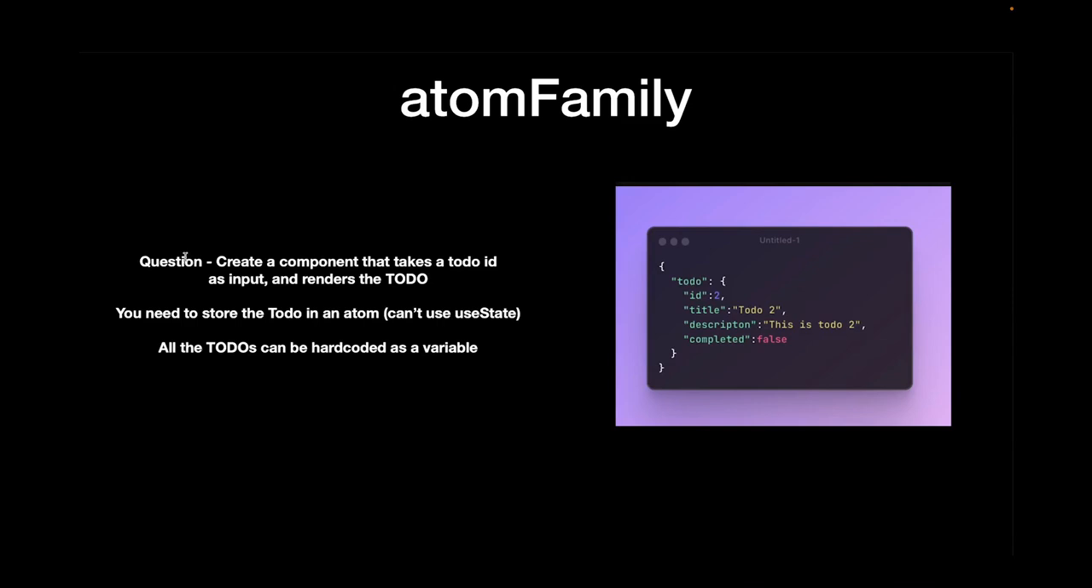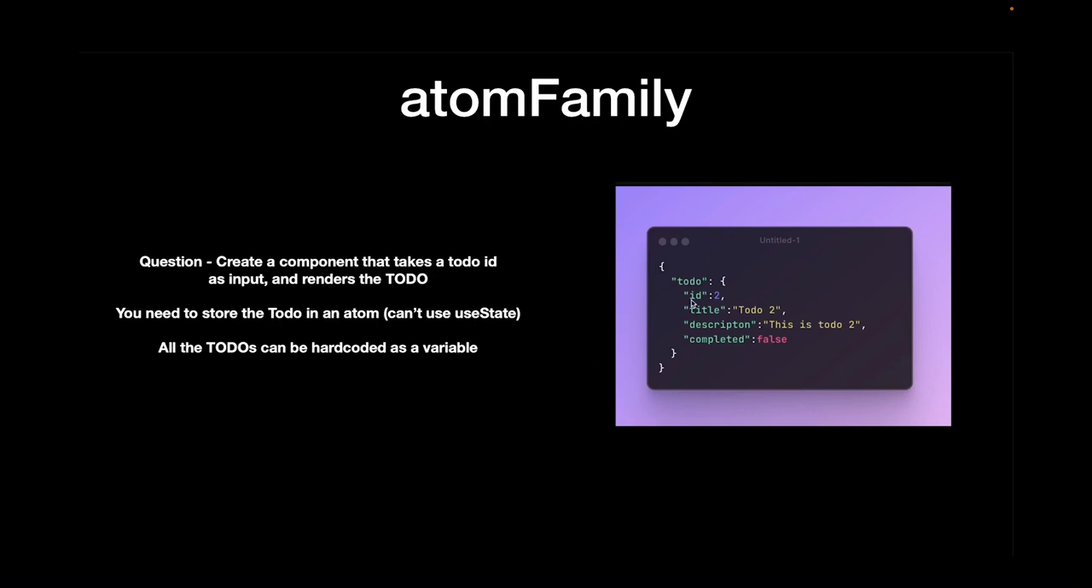Question. Let's say I ask you to create a component that takes a to-do ID as an input and renders that to-do on screen. This is what a to-do looks like. It has an ID, title, description, and completed. Completed basically means that you're finished with this to-do, so you can consider that as done. You get this from a backend.